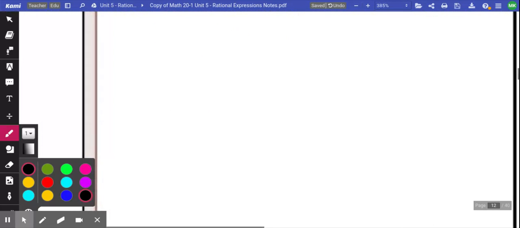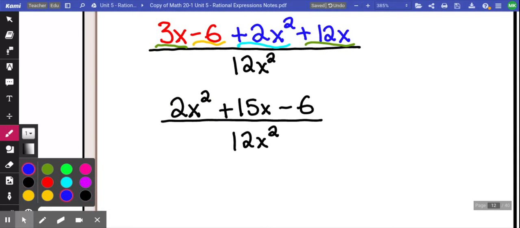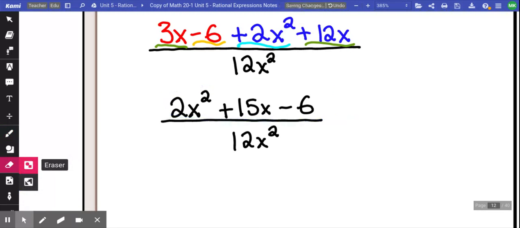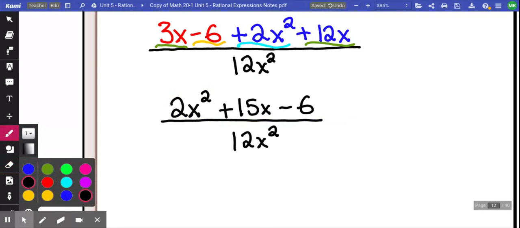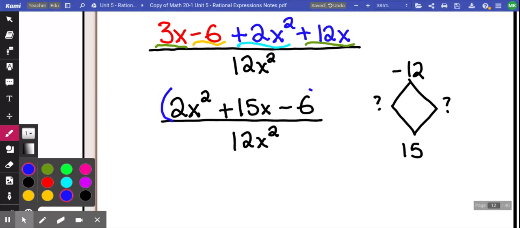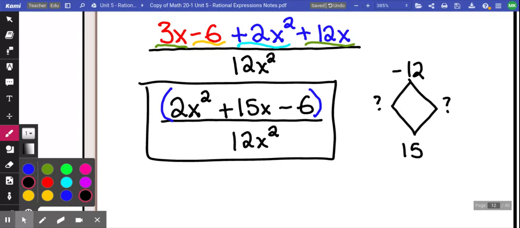So if I look at this, I might be able to factor this top up here. So I need to try. I quickly draw a little diamond and I say, okay, I want to multiply to be negative 12 and add to be 15. Are there any numbers that would work? The answer is no. No numbers would work. That means I can't factor. I also can't cancel anything out because this trinomial is like one big package. So this is my final answer.